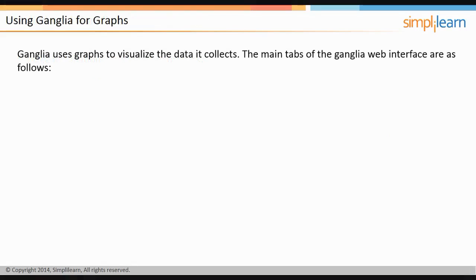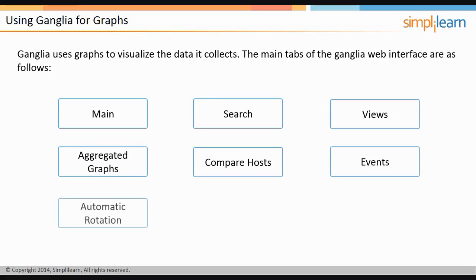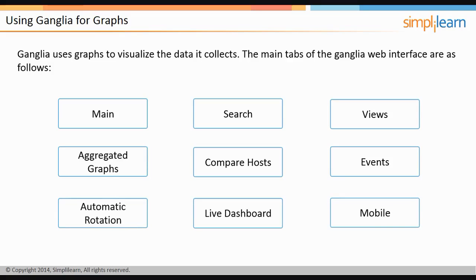The Ganglia Web Interface provides a number of graph options to visualize the data it collects. The main tabs of the Ganglia Web Interface are 1. Main 2. Search 3. Views 4. Aggregated graphs 5. Compare hosts 6. Events 7. Automatic rotation 8. Live dashboard 9. Mobile. These tabs help in easy navigation across the various Ganglia interfaces. We will look into the various types of Ganglia graphs in the next screen.